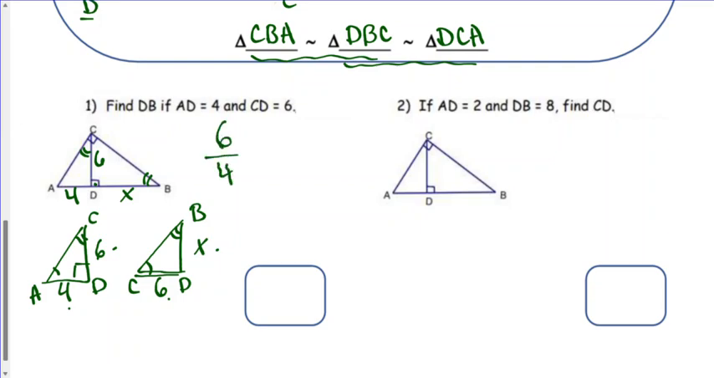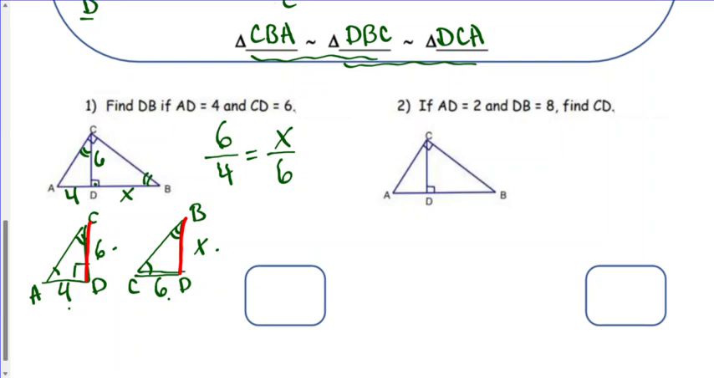6 over 4 is the same thing as X over 6. So we're lining up our corresponding parts. I know that 6 and X are corresponding parts in those two separate triangles, so they should be lined up across from each other.